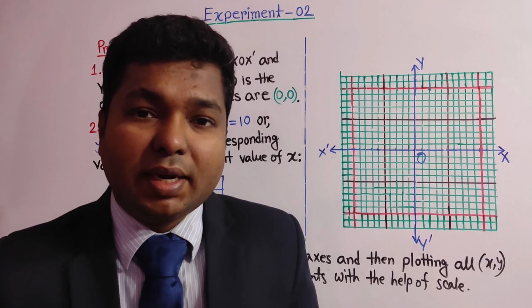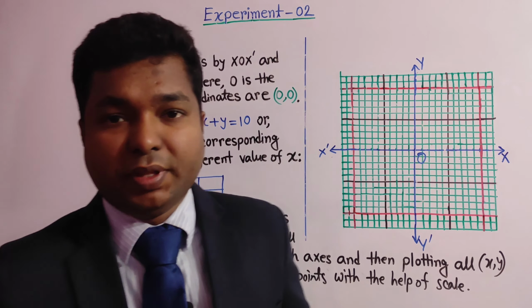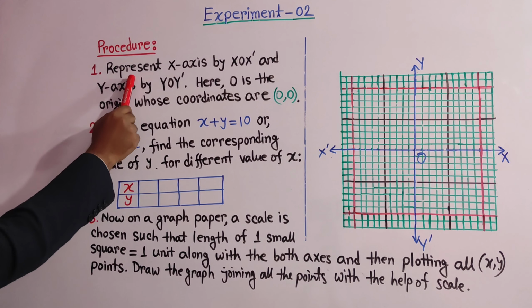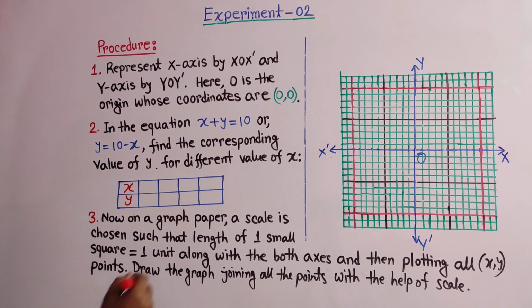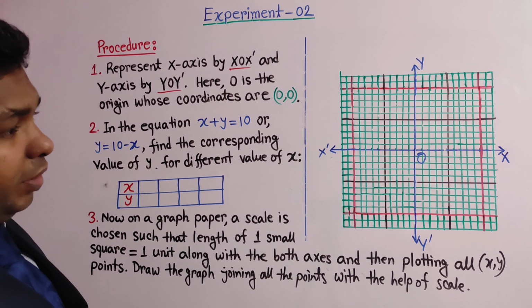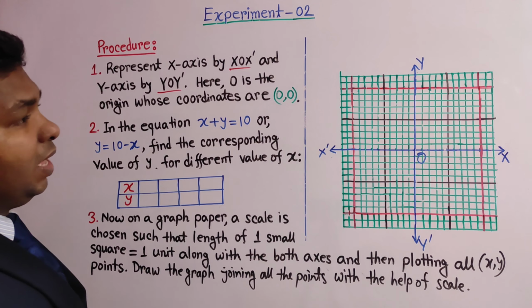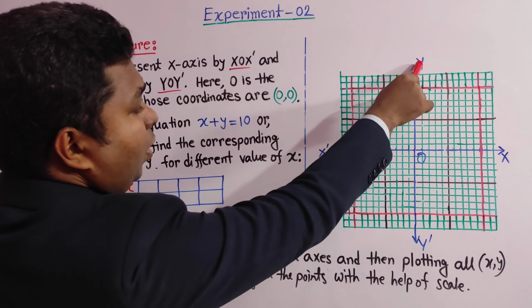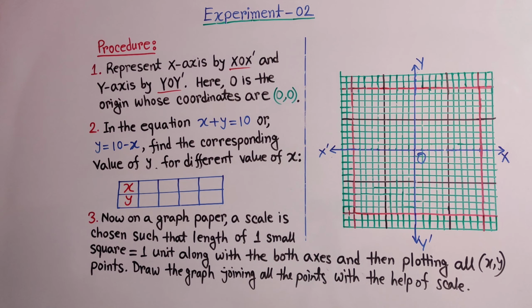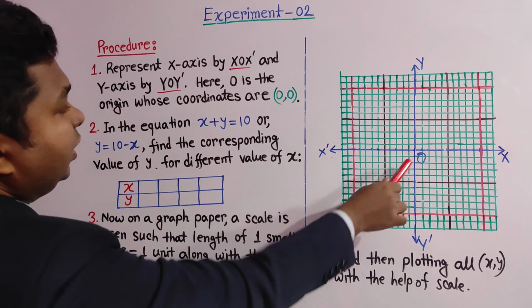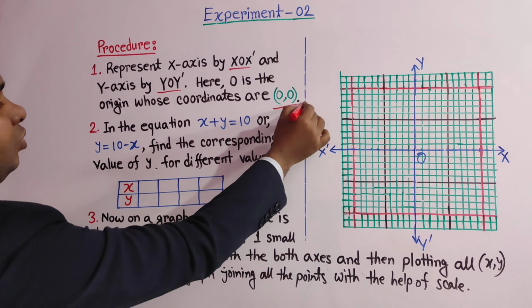My dear students, now our next step, procedure. Here procedure represents x-axis by XOX prime and y-axis by YOY prime. In this graph paper we represent x-axis by XOX prime and y-axis by YOY prime. Here O is the origin whose coordinates are 0, 0.